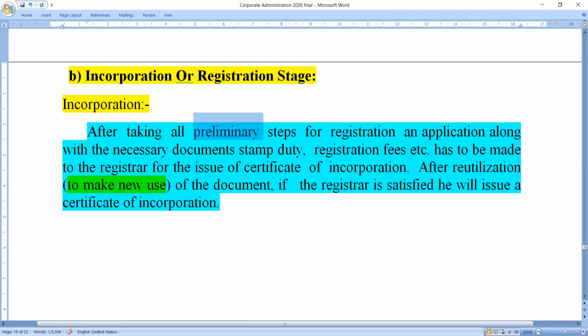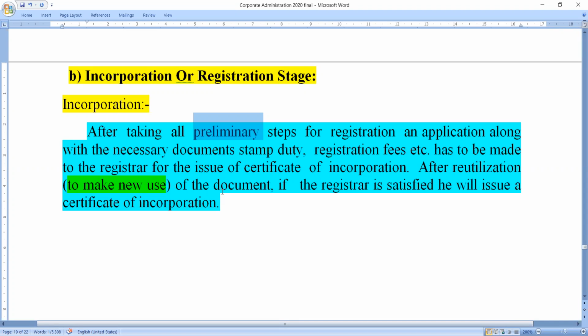After completing the primary stages, the steps are registration along with the application. We also fill up the application, and with this application, we must attach the necessary documents with the stamp duty. Stamp is available in the post office. It is a revenue stamp.